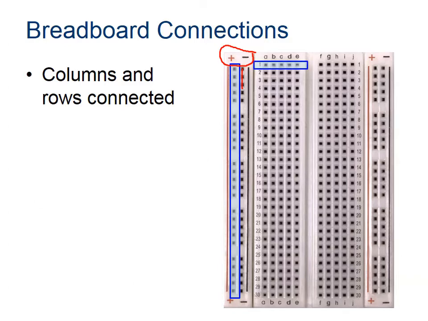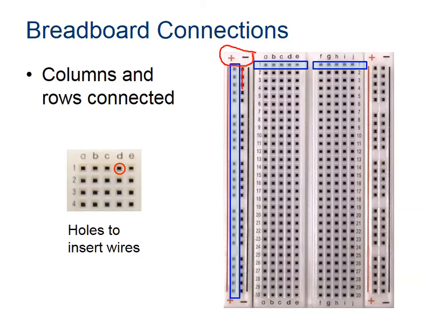Similarly, if you look at the rows, here you see row 1 and positions A through E, those are connected. And then it skips, and in row 1, F through J are connected. The holes are a place to insert a wire or a resistor or a capacitor or a button or something like that, and they serve to hold those elements in place. So it allows us to create a semi-permanent connection. I say semi-permanent because you can pull them out easily. They're not soldered.